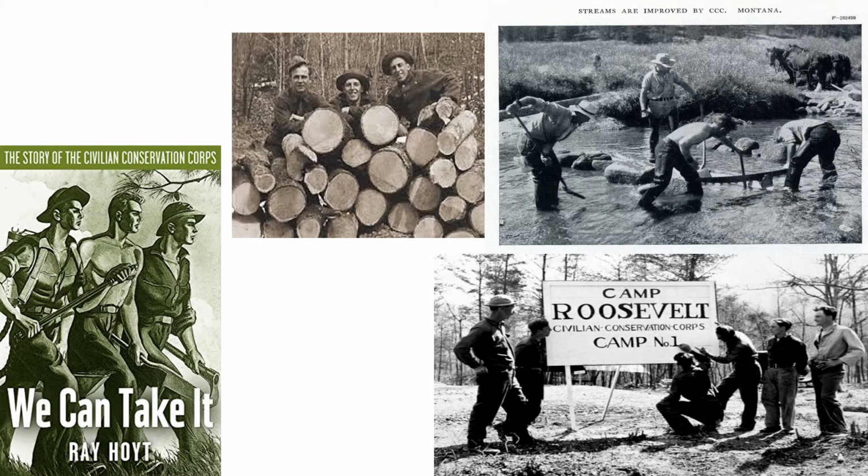Enrollees were typically unmarried, between the ages of 18 and 25, and they served for at least 6 months. Their service was capped at 2 years, though. The workers built roads, cabins, fire towers, and planted trees in and around national parks.